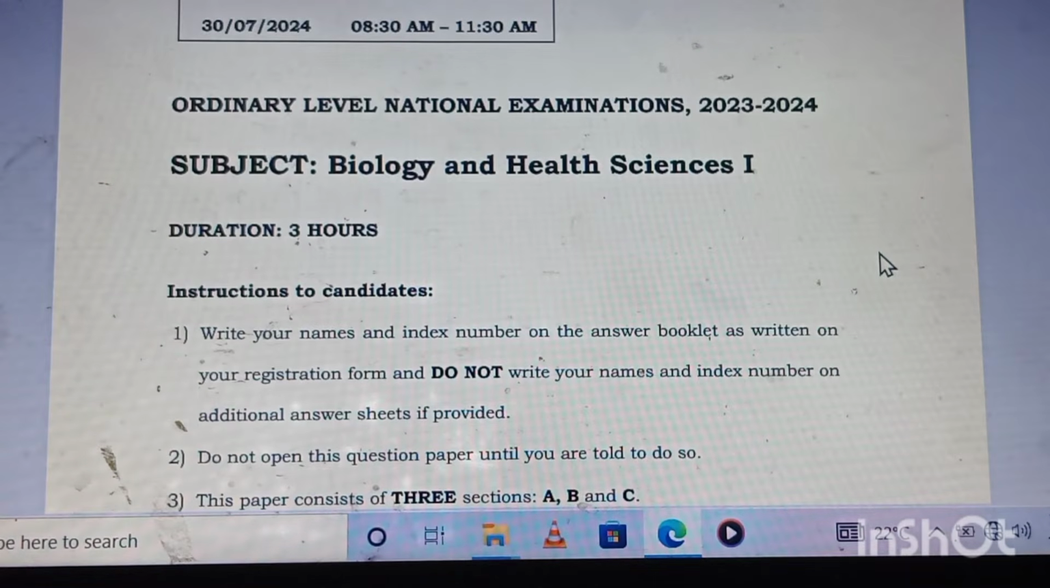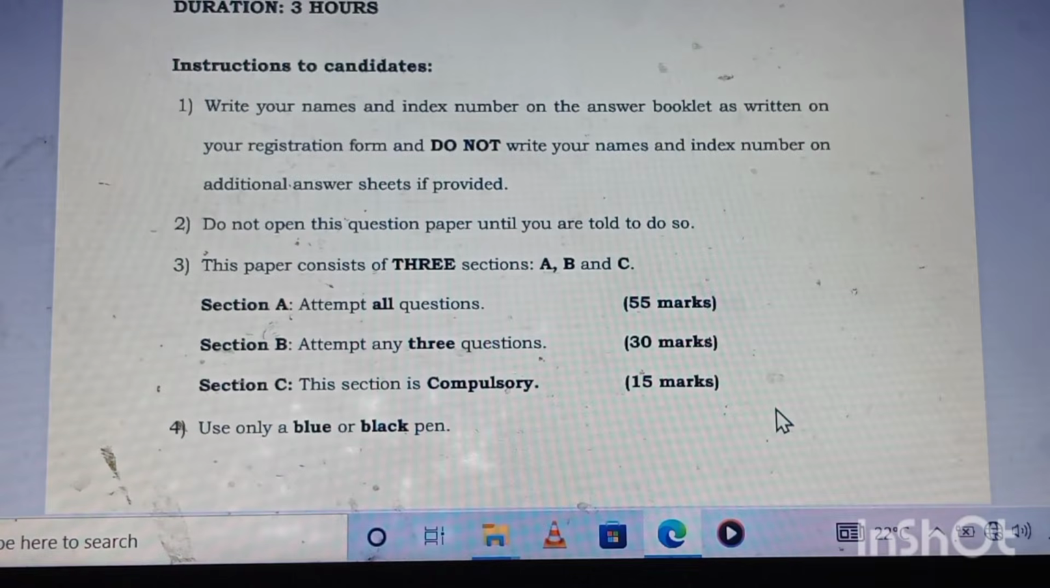Write your name and index number on the answer booklet, as written on your registration form. Don't write your name and index number on the additional answer sheet if provided. Don't open this question paper until you are told to do so.